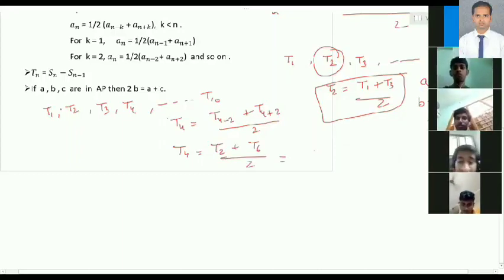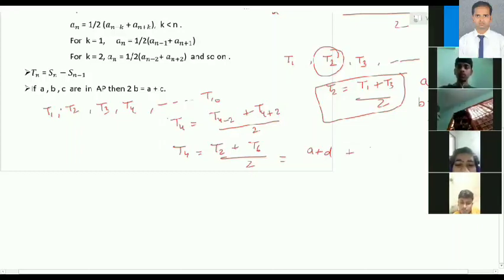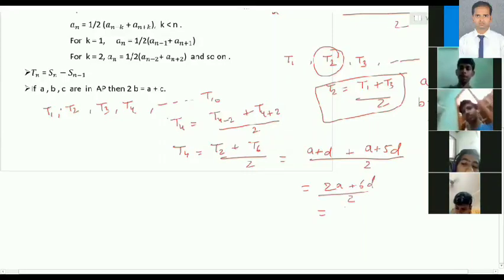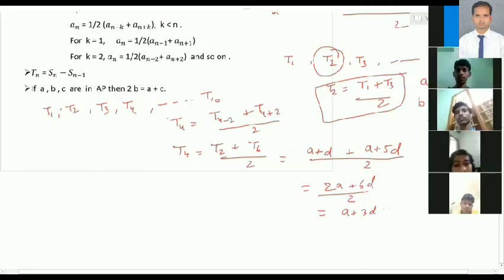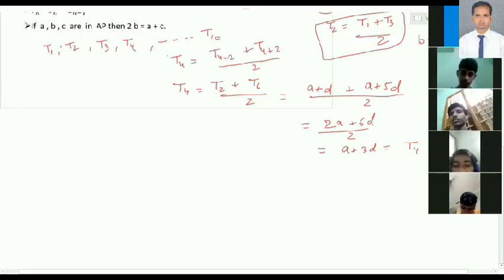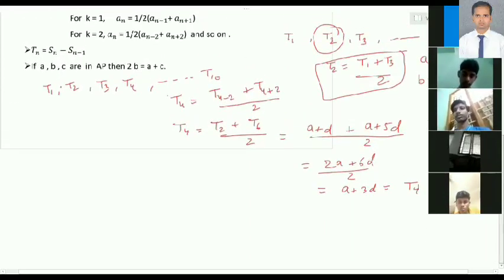We can check also. What is the T2 value? A plus D. Plus T6, what is T6? A plus 5D. If you add and divide by 2, you will get 2A plus 6D divided by 2. If you divide, you will get A plus 3D, which is equal to T4. Is it okay for you? So we can remember this formula: Tn will be equal to Tn minus K plus Tn plus K divided by 2. Okay, copy this.